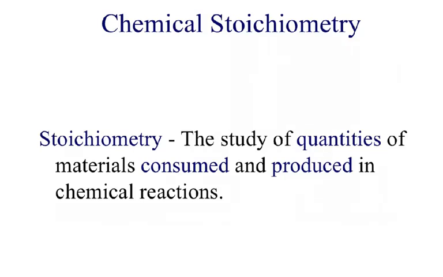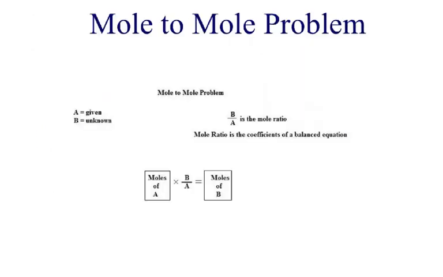Welcome everyone. Today we're going to be looking at a branch of chemistry known as stoichiometry. As you can see, stoichiometry is the study of quantities of materials consumed and produced in chemical reactions. In other words, they are mathematical relationships between the components within a chemical reaction. One of the most simplistic stoichiometric problems is known as a mole-to-mole problem. In fact, this problem can be solved in one step.